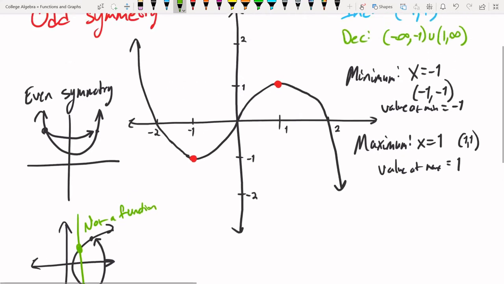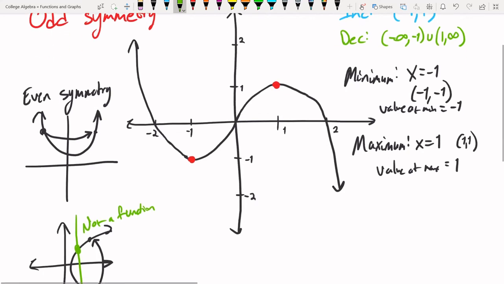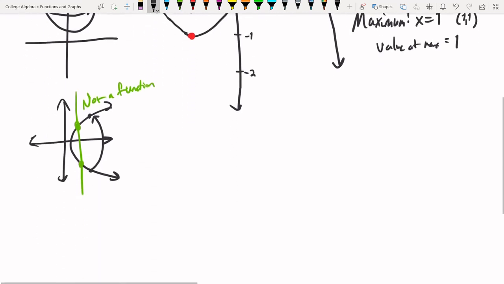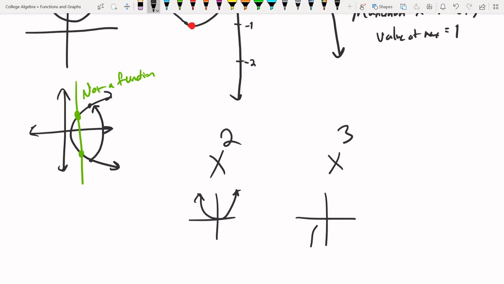It's either this rotational symmetry that's odd, or the reflectional symmetry across the y-axis that is even. Now, why are they called odd and even? That has to do with polynomials. If you graph the equation x squared, x squared looks like this. It has even symmetry. X cubed looks like this. It has odd symmetry. X squared has an even power. X cubed has an odd power. And that's the reason for it.